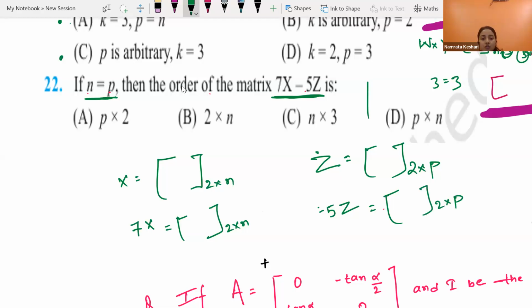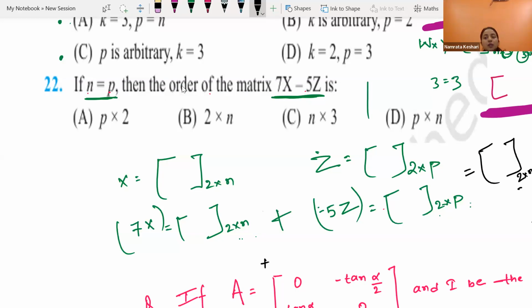And if we add these two, both the orders need to be the same, right? Yeah. Okay, so 2 by n must be the same as 2 by p. So p and n are equal, and what will be the resultant matrix order? The resultant matrix order, we can say 2 by n, or maybe we can also say 2 by p, right? Yeah. Okay, so we can say option B is the correct option, right? Yes.